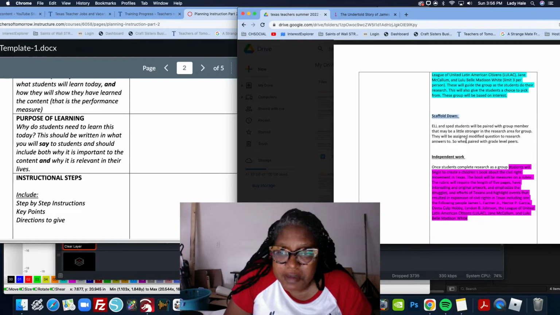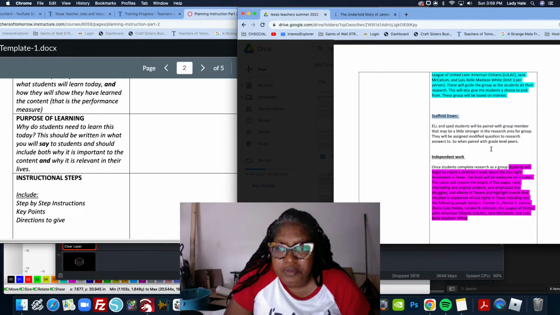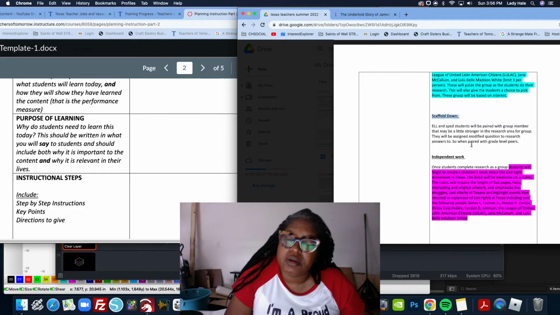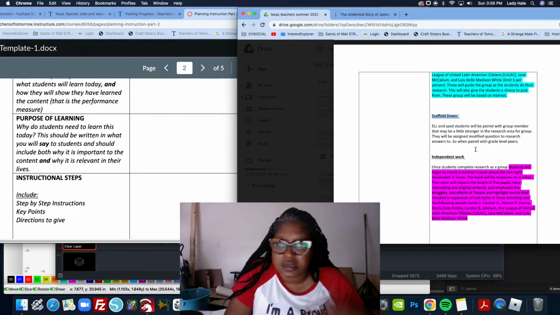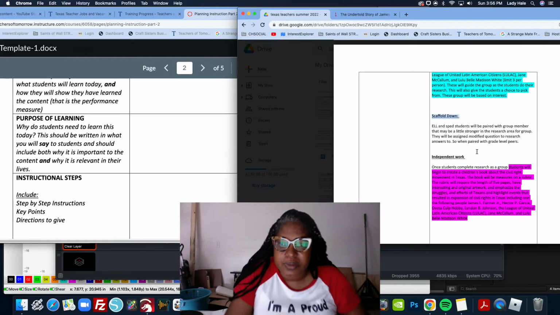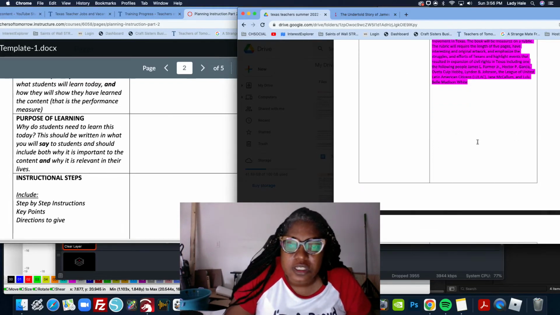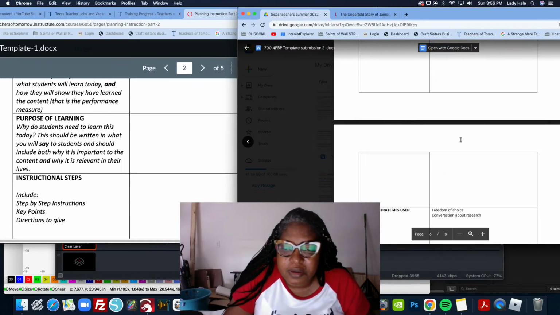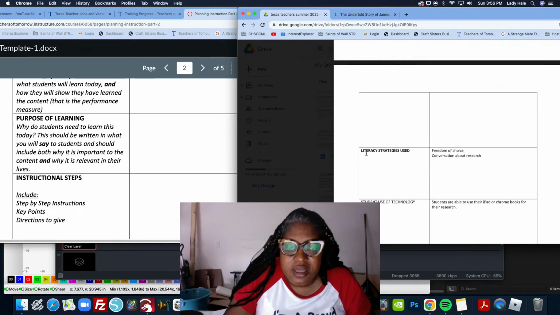So I said they will be assigned modified questions to research. So when paired with their grade level peers, they're still able to participate in the assignment as well as their non-disabled peers and stuff like that. Okay. So I broke down the independent work, what they were going to do. Okay. So here it goes.